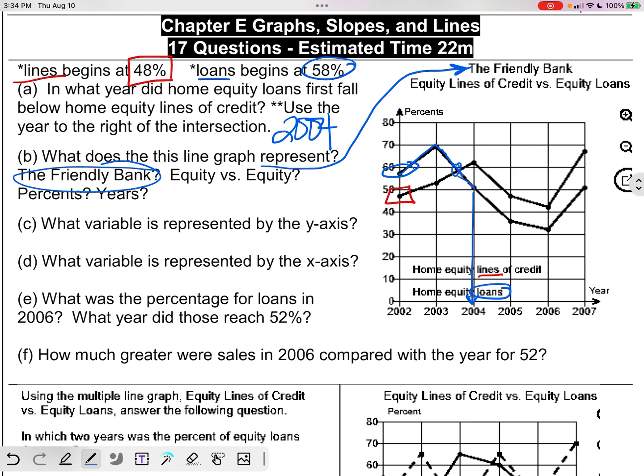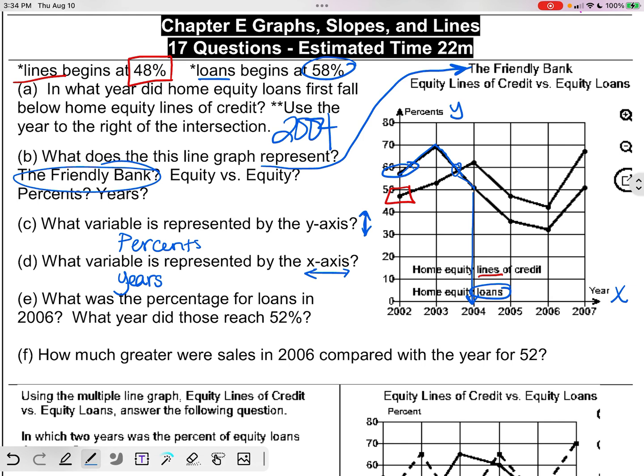What variable is represented by the y-axis? The y-axis is your vertical axis. So it's right here with percents. Your x-axis is horizontal. That's this one right here. It says it's our time. It's being written in years. There you go.